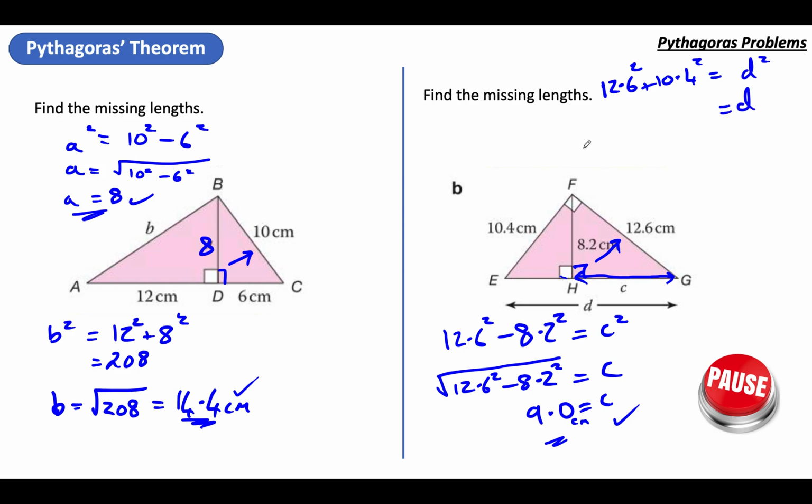Okay, again, let's make the calculator do the work. Let's just square root it straight away. Make the calculator do all of this in one calculation. 12.6 squared plus 10.4 squared. Calculating. Which is 16.3 to 1 decimal place, or 16.34 to 2 decimal places.